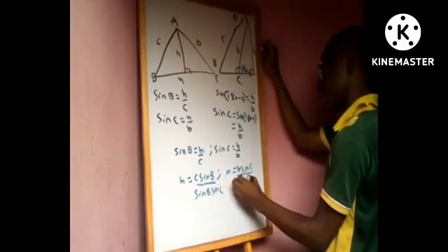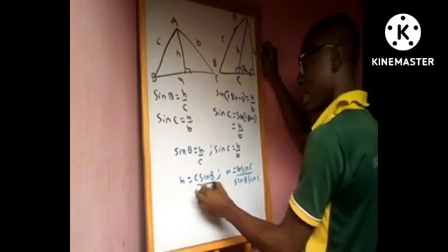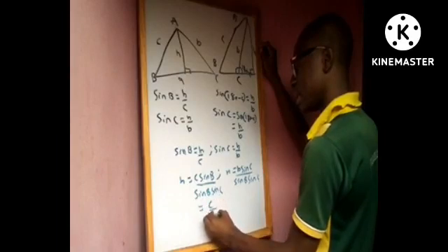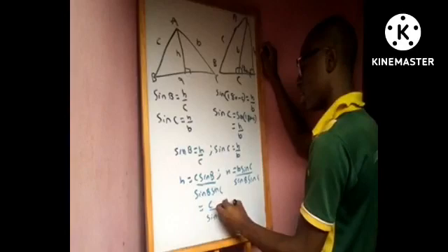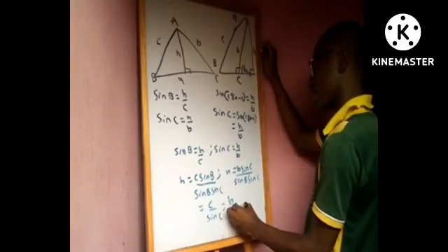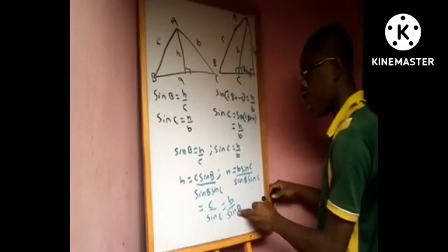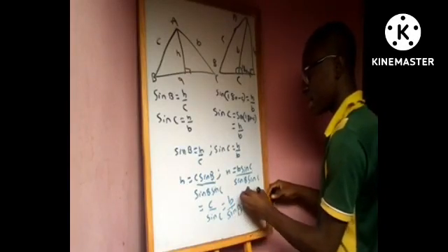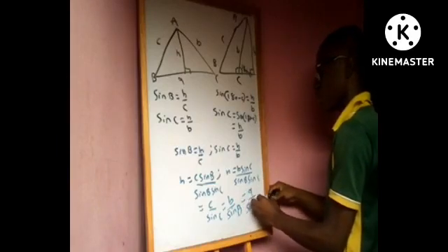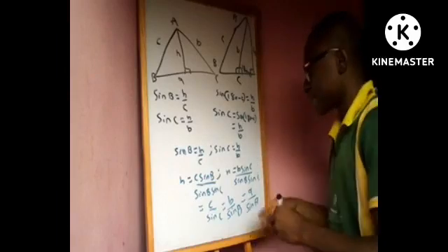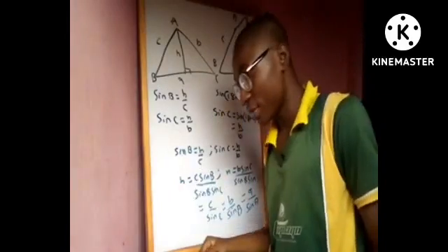Sine B cancels out on one side, and sine C on the other. That will be C over sine C equals B over sine B. Now this is the basic statement of the sine rule, and conversely you can also prove that A over sine A is also valid. So A over sine A equals B over sine B equals C over sine C. This is the simple statement of the sine rule.